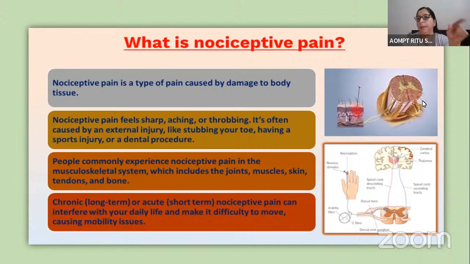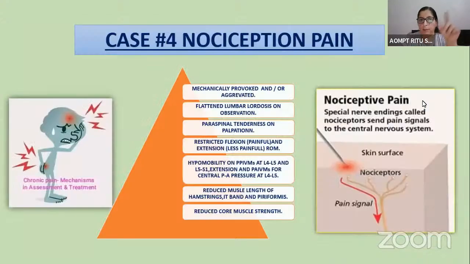Now with nociceptive pain, it is very clear to understand here. In nociceptive pain, the nerve endings which are sending the pain signals can be mechanically provoked or aggravated. As an articular part, a flattened lumbar lordosis can be seen on observation, and paraspinal tenderness on palpation as a myofascial component. If the patient has restricted flexion, which is painful, and extension, which is less painful, then there is range of motion restriction. Hypo or hypermobility, and reduced muscle length as a muscle component, with the hamstring, IT band, and the piriformis, which sir has also explained.